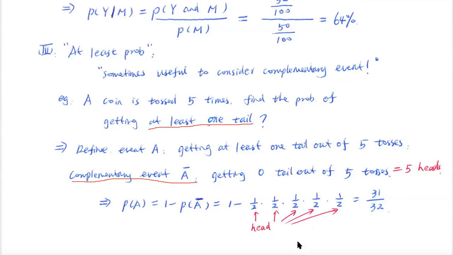Right, that means you will get 1 tail, 2 tails, 3 tails, 4 tails, 5 tails. All those are possible, right? That means at least 1. So we need to calculate the probability of getting 1 tail, and similarly the probability of 2 tails, and then the probability of 3 tails, and so on. And then add them together, right?